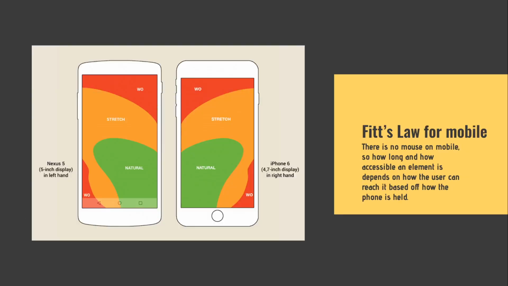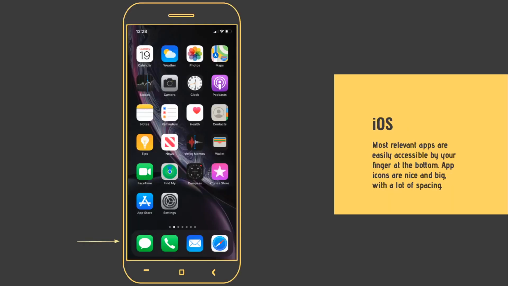And then you also want to think about Fitt's law for mobile. Of course, on mobile, there's no mouse. So you're going to depend on the user's fingers, and this depends how the user holds the phone. You usually use the thumb for natural positions, and then from there it kind of stretches, and then there are areas, left and right-handed, where it hurts to try and click certain spots. So I looked at iOS, probably one of the most relevant examples if you have an iPhone. You have the most easily accessible buttons right by your thumb at the bottom, and then the rest of the app icons are nice and big, with a lot of spacing between them so you don't accidentally click something else.